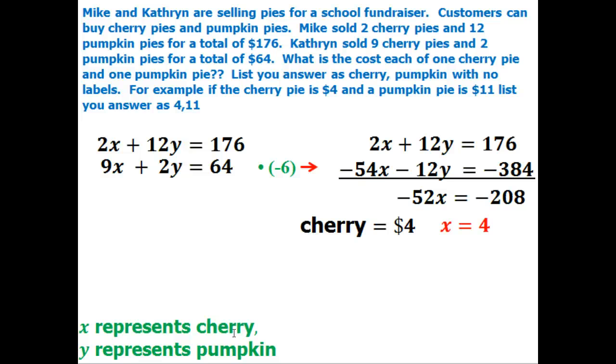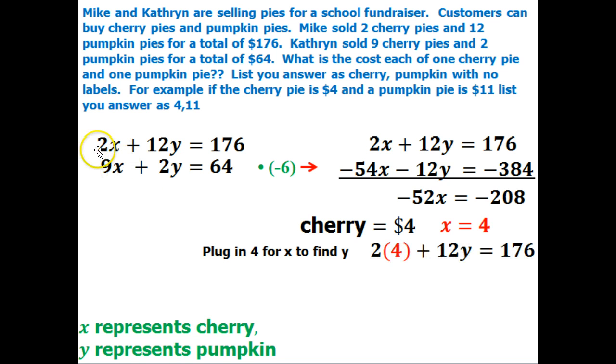Okay, now that I've got a key piece of information, now that I know how much cherry pies cost, I'm going to plug in 4 for x to find out what my y value is. And I can do it on either equation here. It doesn't matter. I can plug it in here for this x or plug it in on the top equation for that one. I chose the top one only because it was listed first. So notice it was 2x, but this time I know what x is. It's 4. So this is 2 times 4 plus 12y equals 176. So 8 plus 12y equals 176.